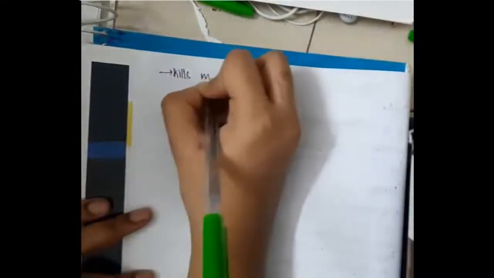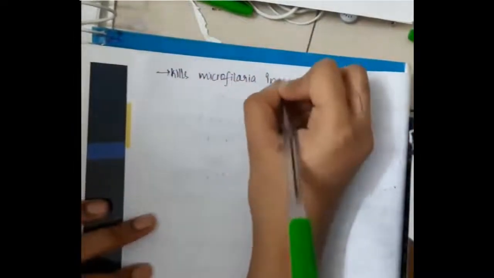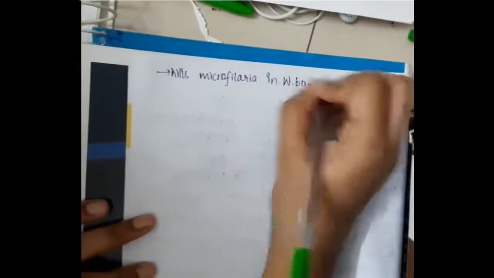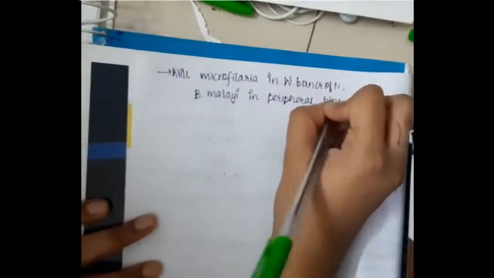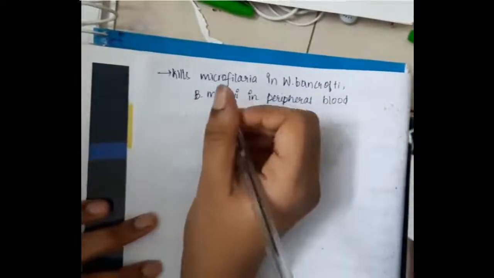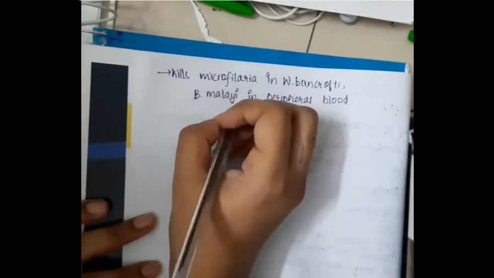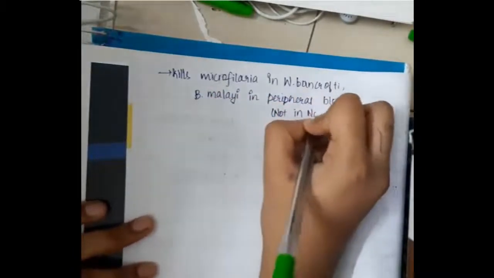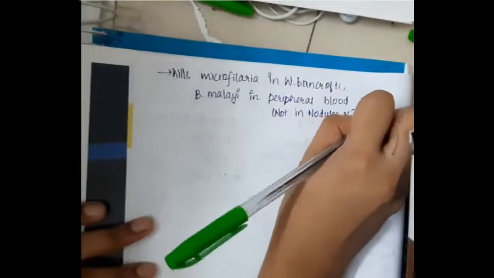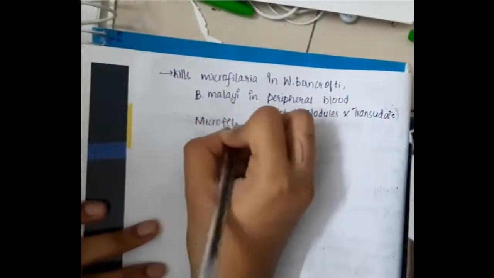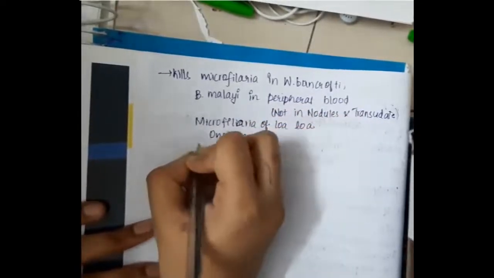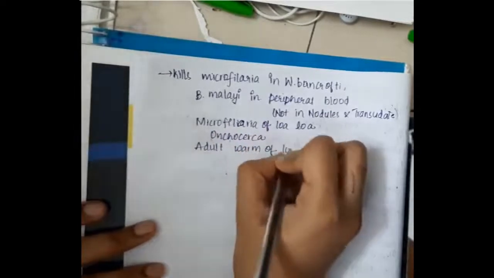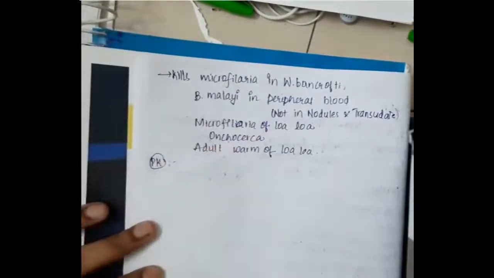Then this diethylcarbamazine will kill the microfilaria of Wuchereria bancrofti and Brugia malayi, which are present in peripheral blood. This will kill the microfilaria of peripheral blood only, not the microfilaria which are present in nodules or transudates. So it will also kill the microfilaria of Loa loa and also Onchocerca. It will also kill the adult worm of Loa loa.